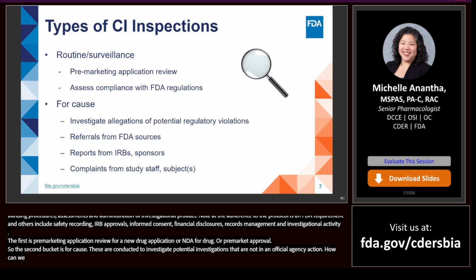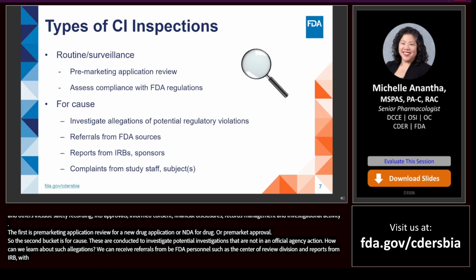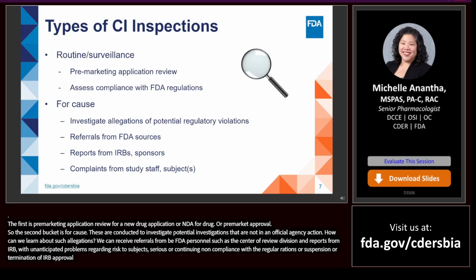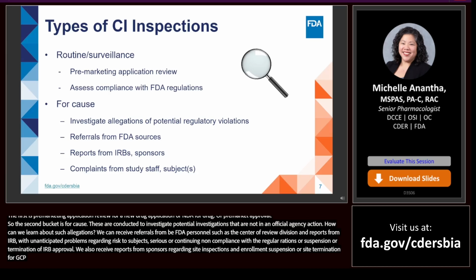We can receive referrals from FDA personnel, such as the Center's Review Division. We also receive reports from IRBs regarding unanticipated problems involving risk to subjects, serious or continuing noncompliance with the regulations, or suspension or termination of IRB approval. We also receive reports from sponsors regarding CI site suspensions, for example, an enrollment suspension, or site terminations for GCP noncompliance. And finally, we may receive complaints from study staff and/or subjects.